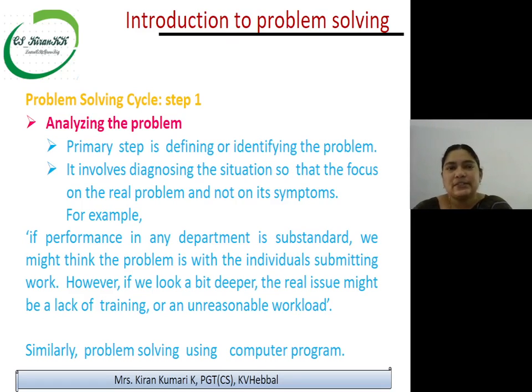So what is the first step? As we discussed, first step is analyzing the problem. This is a very very important step in every problem solving technique. So what is the first step? First and foremost, that is a very very important step, is defining or identifying the problem. What does it involve, what does it take into consideration? So it involves diagnosing the situation so that the focus is on the real problem and not on its symptoms.